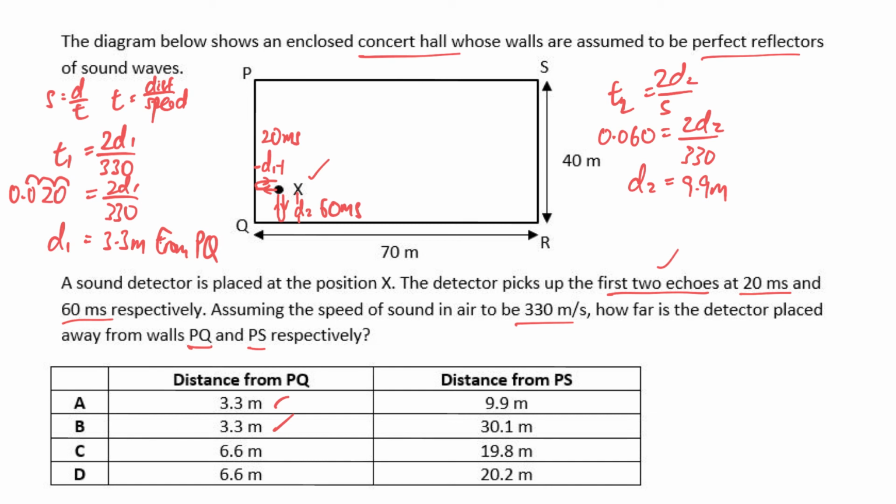But take note that this is not the answer, because they are asking for the distance from PS, which is this wall. Many students will miss out on this. So the distance from PS, you take the width here, 40 meters, minus 9.9, therefore you get 30.1 meters. So just be careful about that. So the answer will be B.